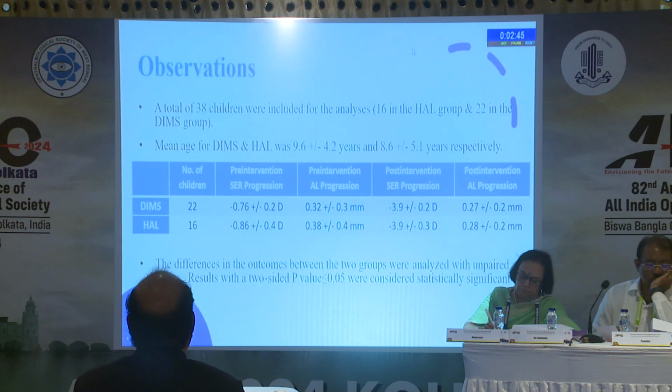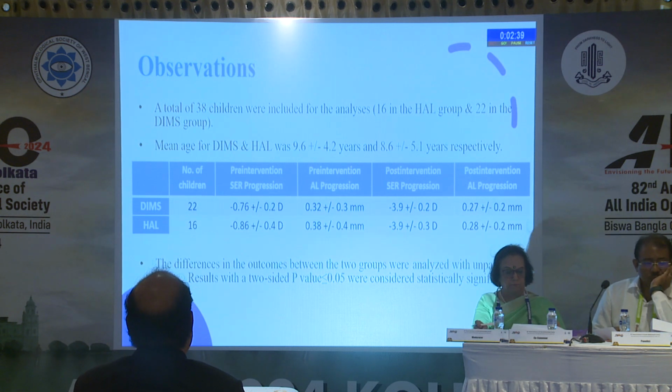A total of 38 children were included in the analysis, 16 in the HALT group and 22 in the DIMS group. The mean age was comparable: in the DIMS group it was 9.6 years, and in the HALT group it was 8.6 years. Pre-intervention, there was a spherical equivalent progression of 0.76 in the DIMS group and 0.86 in the HALT group. Pre-intervention axial length progression is also given, and post-intervention after 1 year. This is per year progression. The differences in outcome between the two groups were analyzed with an unpaired t-test. Results were two-sided, and a P-value of less than 0.05 was considered significant.